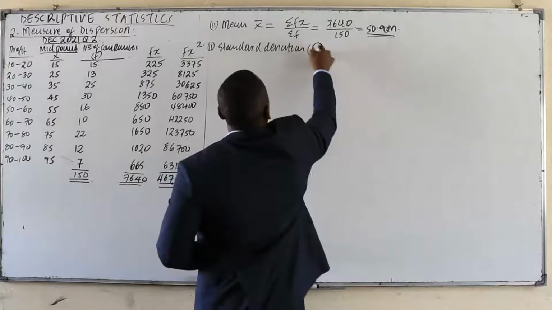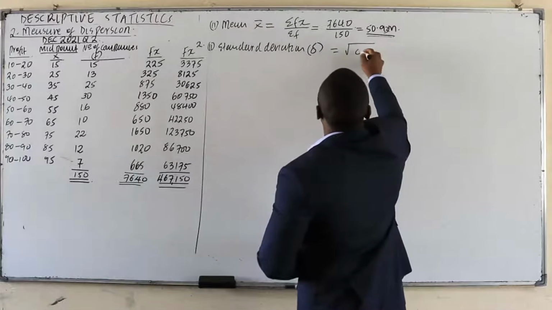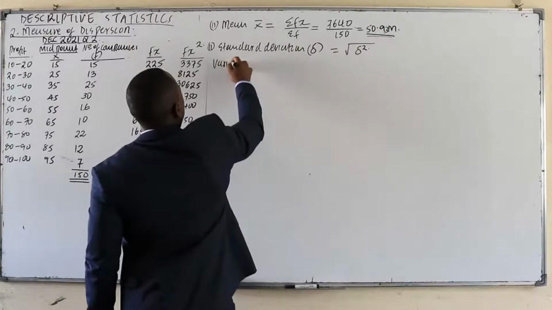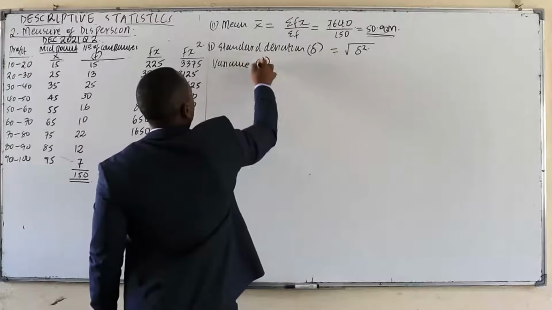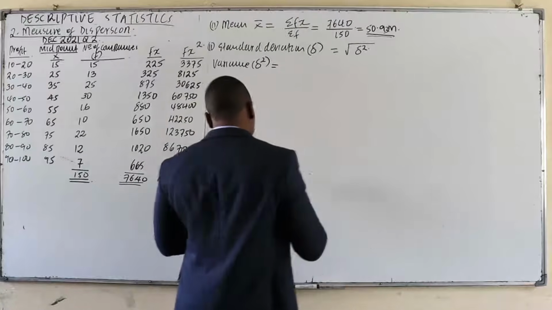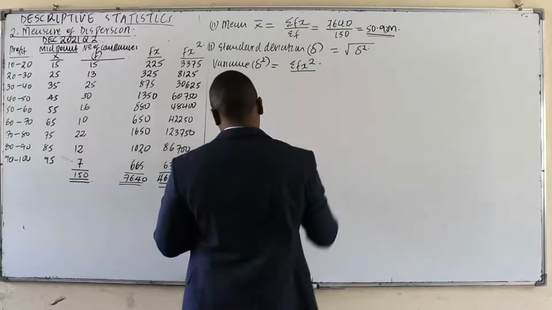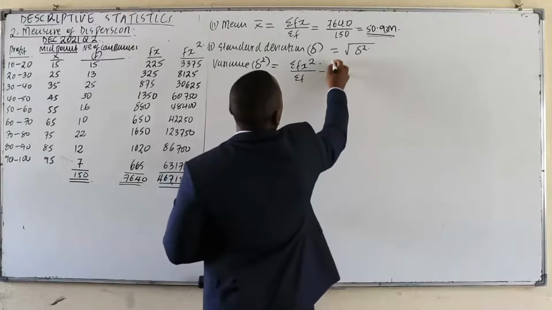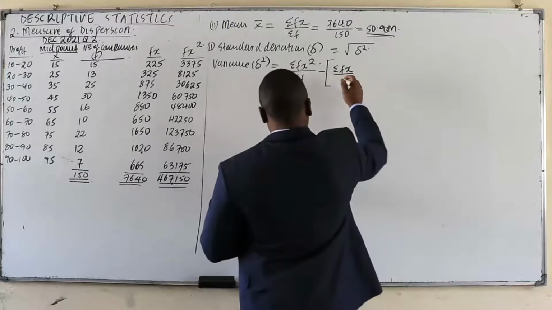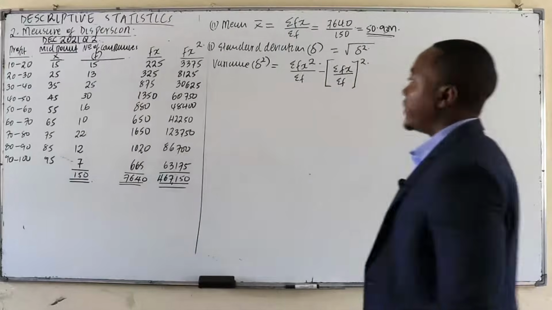which is denoted by that, you compute the variance and then you get the square root of the variance. So how do we get the variance? Variance is standard deviation squared. I gave you the formula: the summation of fx squared, you divide by summation of frequency, minus summation of fx over summation of f, then you square. That's how we get the variance.